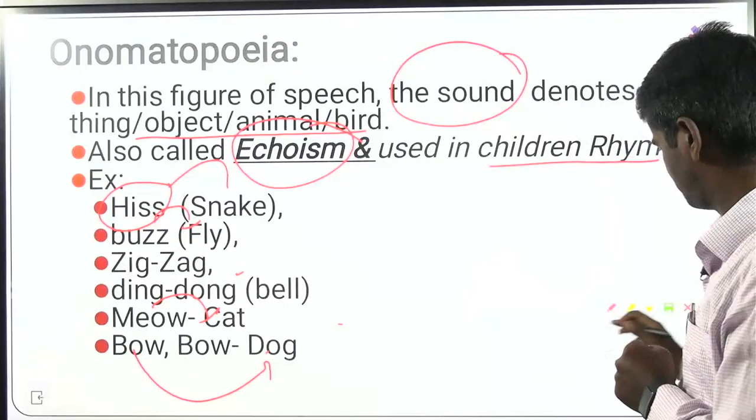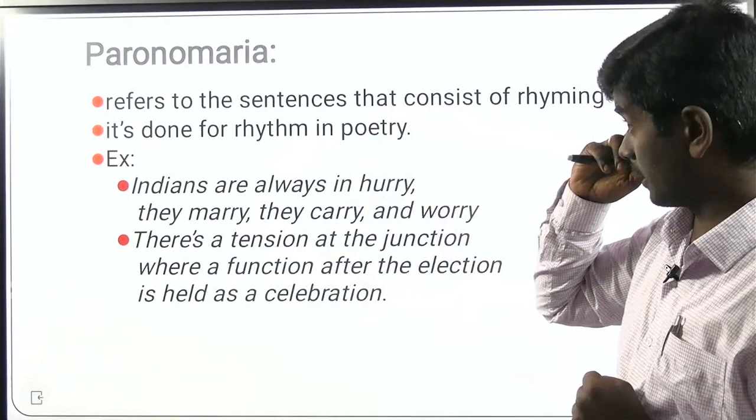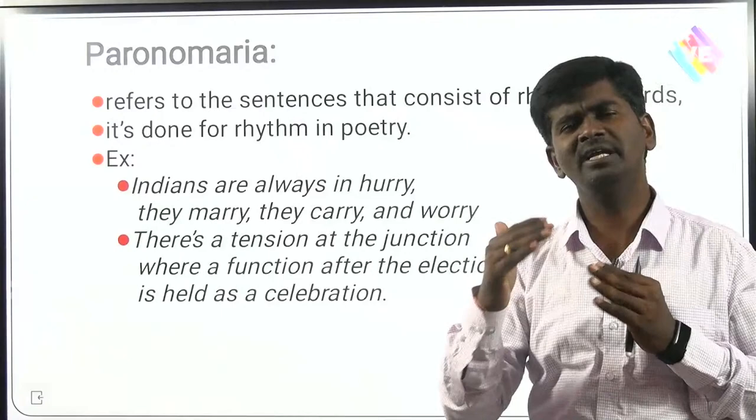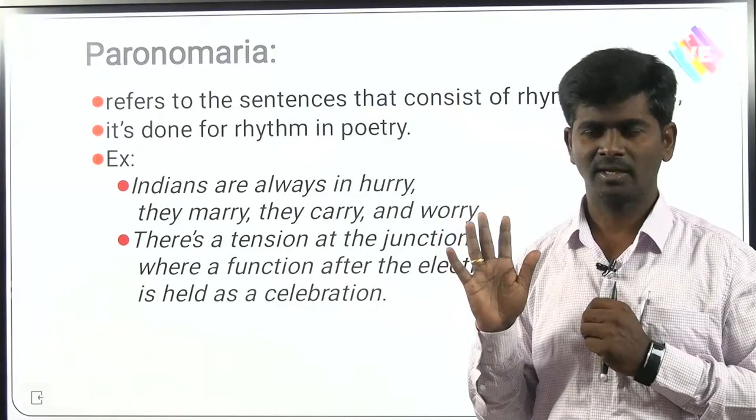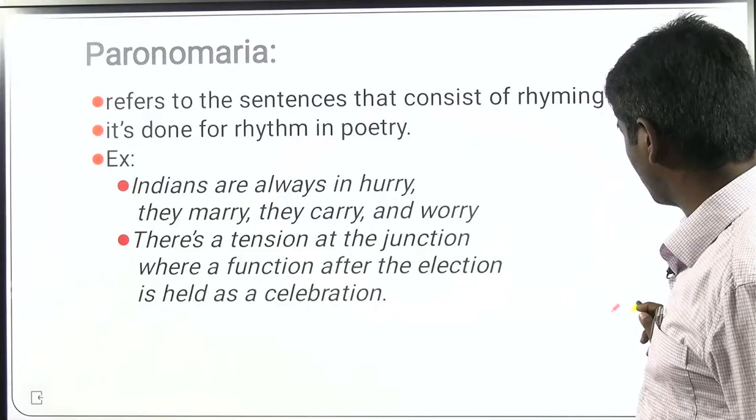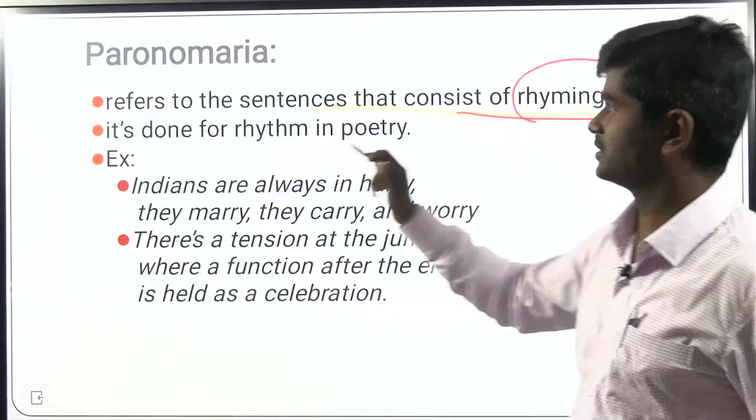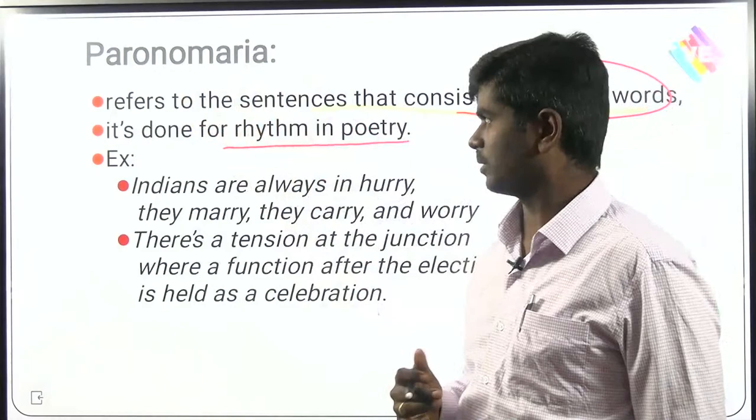Next, paronomasia. Not required. This is very useful to make your language creative, but no bit was asked in the history of UGC-NET SET. This was not at all asked. It refers to sentences that consist of rhyming words. These include a number of rhyming words. It is done for rhythm in poetry, to create rhythm, and writers use this.